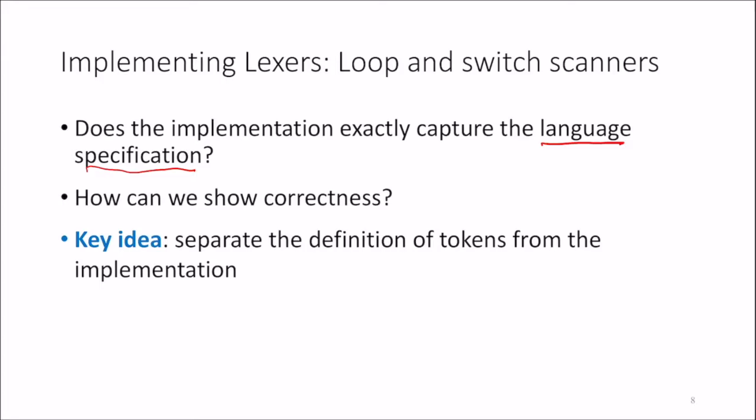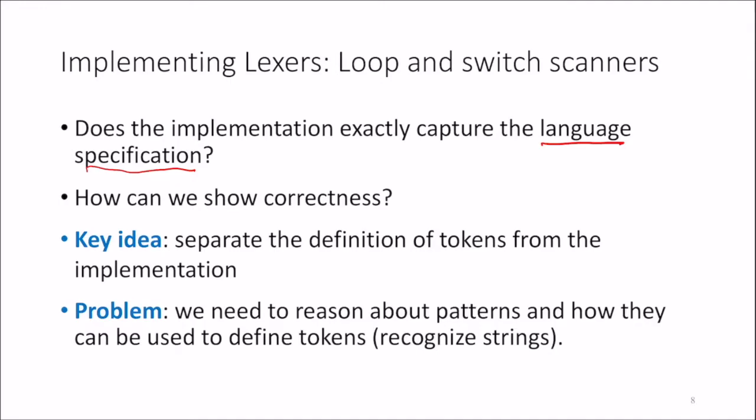If I can define the tokens by using the specification and automatically generate the implementation, then we can go a long way in answering these two questions that I've posed above. In order to do this, though, we need to reason about patterns and how they can be used to define tokens, recognize the strings in the program as tokens. And we want to do this in a way that the definition of the token gives us the implementation of how to match the patterns and correctly identify the tokens in the input.